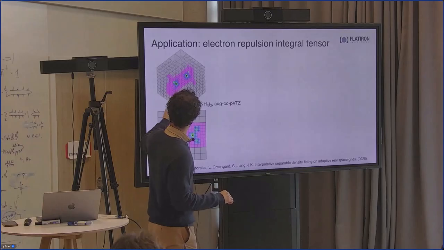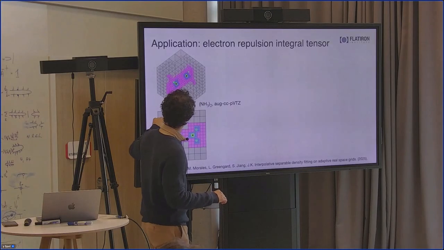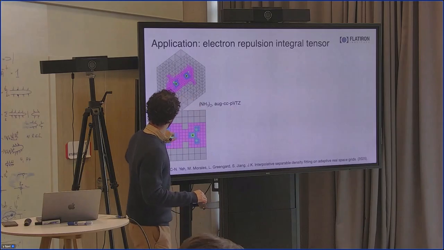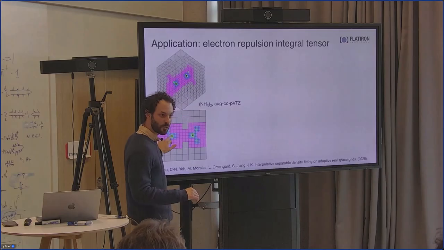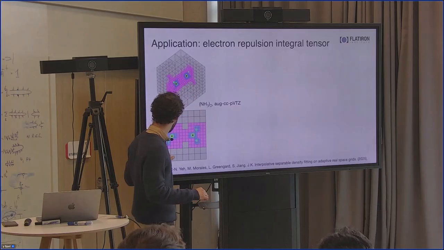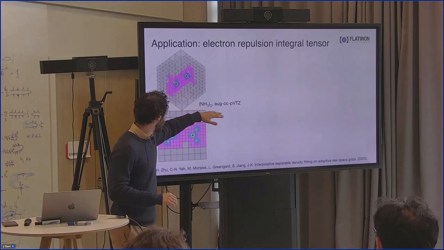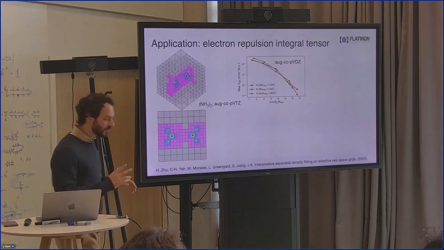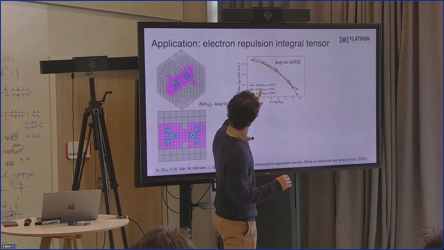This is the adaptive grid that you use to resolve this dimer. You can see a slice through the grid where you see both molecules and then the structure of the orbitals within the molecules. In all of these, we're using all electron bases.